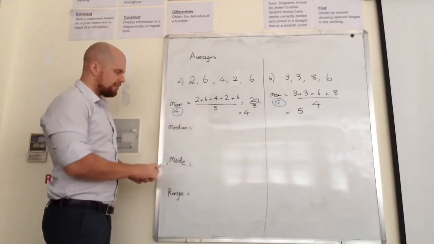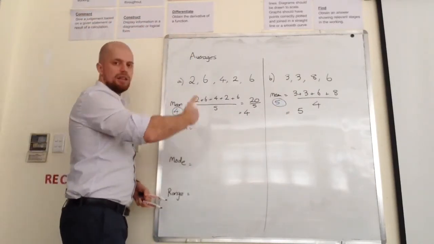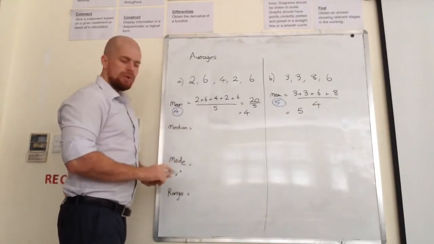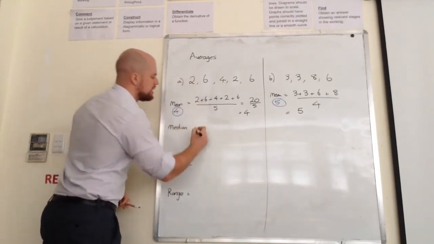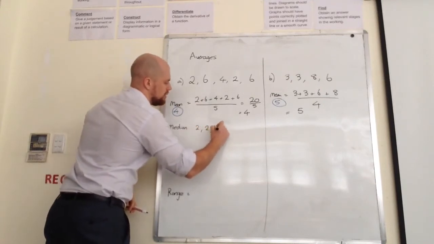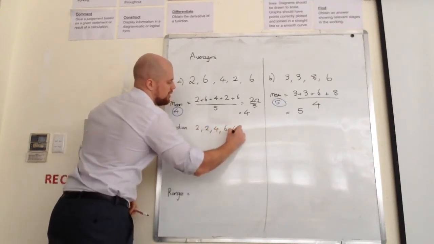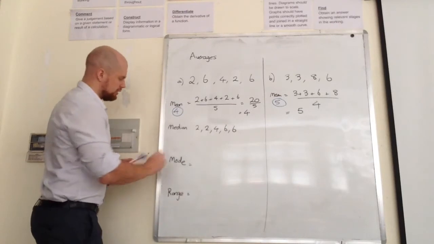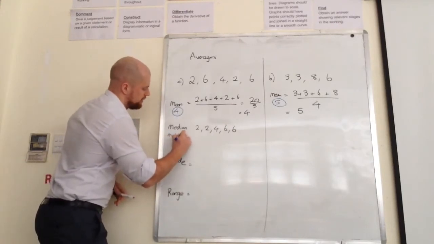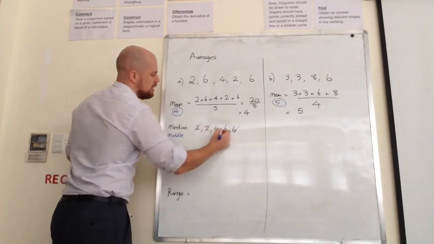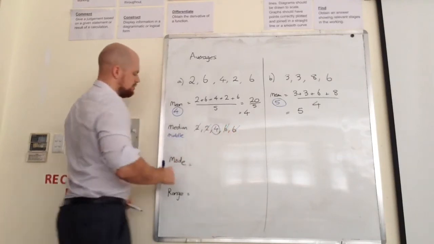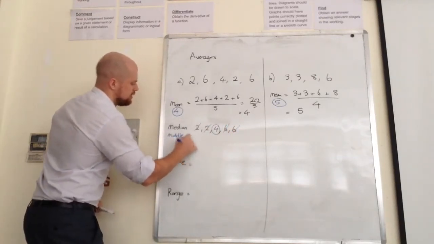Median is the same thing, but in this case, median is the middle number. So what we need to do is arrange the numbers from smallest to biggest, and we'll take the middle. It's the middle one. So if we cross off the numbers, we get the median.